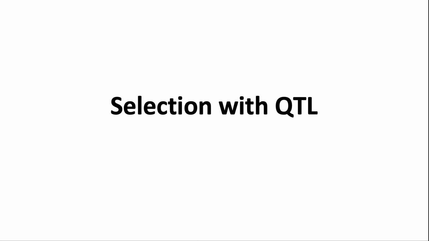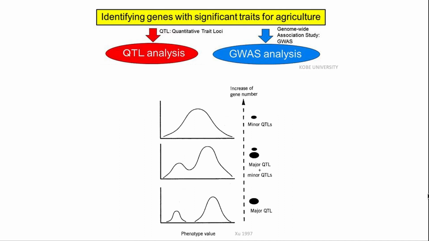Now we are going to talk about selection with QTL information in the breeding programs. In the previous week we discussed QTL analysis and association mapping, and basically those methodologies, at the end, are different and use different approaches, but they try to identify genomic regions that have association with the phenotype that we are interested in.